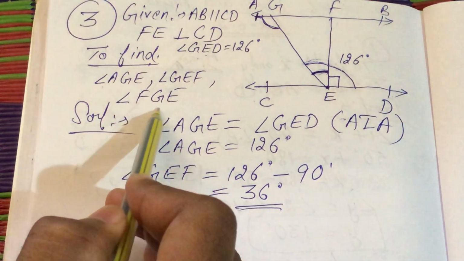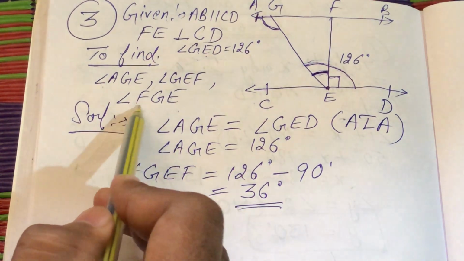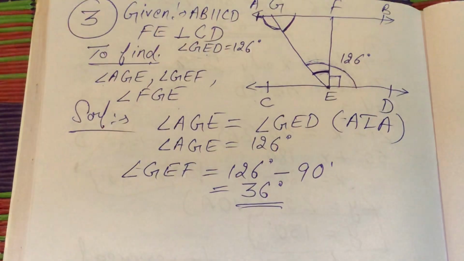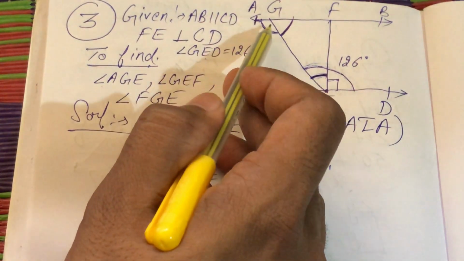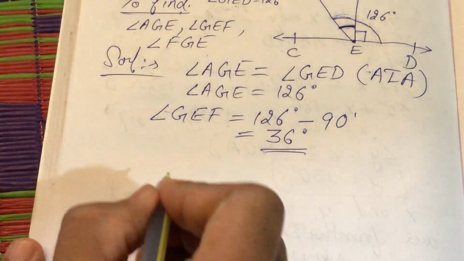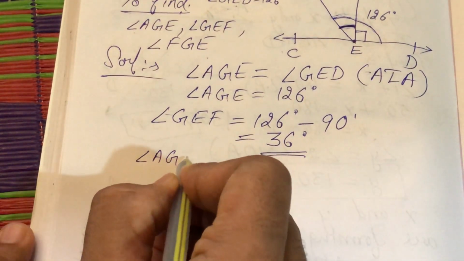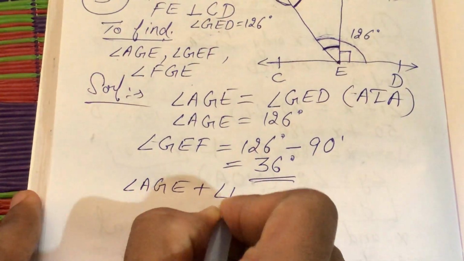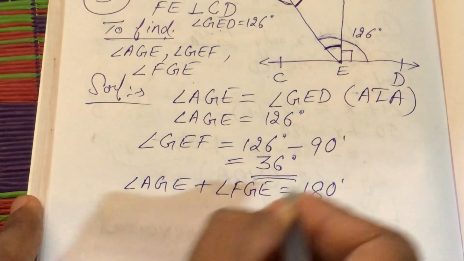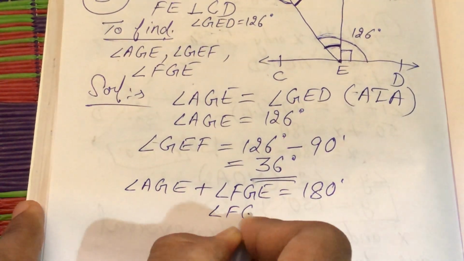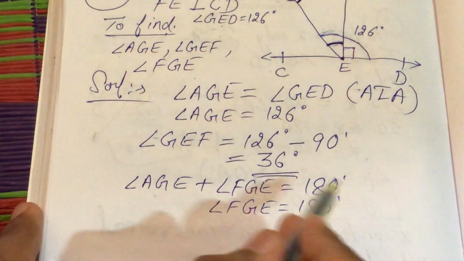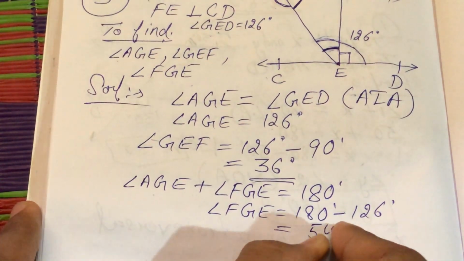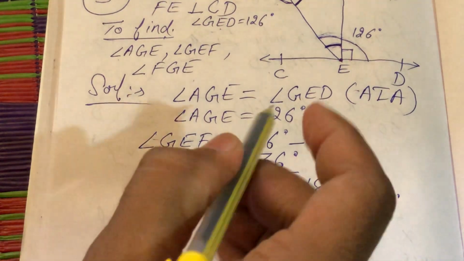Now the third one, FGE. Now see the figure and find out where is angle FGE. This angle we need to find out. See, it is forming a linear pair with this one. So I will write straight angle: angle AGE plus angle FGE equals 180. So angle FGE will be 180 minus AGE, 180 minus 126, how much are we getting? 54 degree. See, all the three answers I am having here.